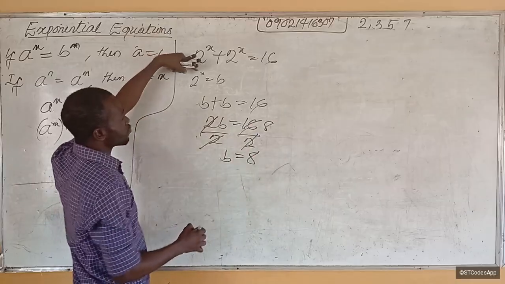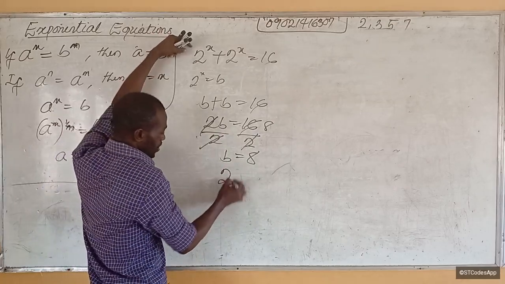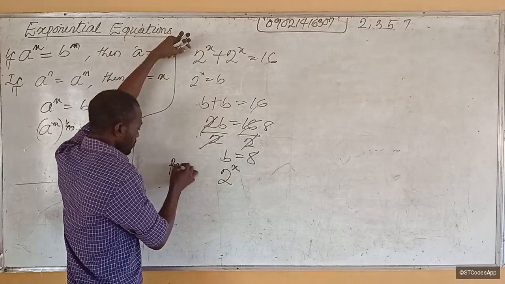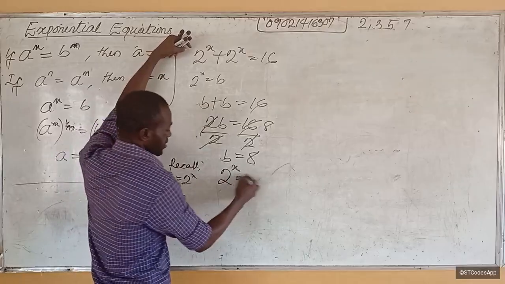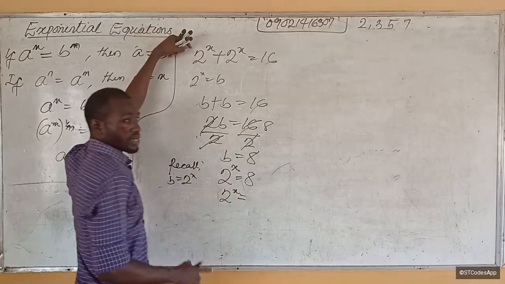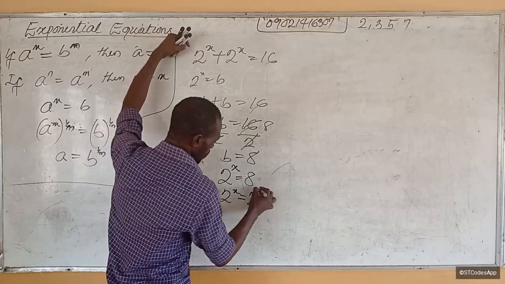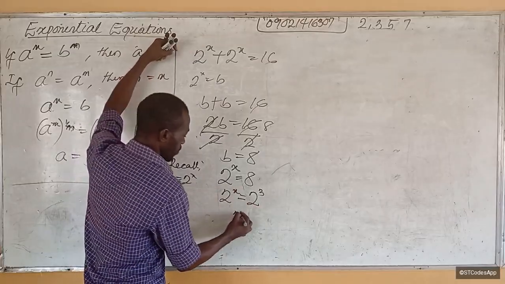But remember that b is 2 raised by x from what I did, right? So 2 raised by x is now equal to 8. So I will now say 2 raised by x is equal to 8, in terms of 2, 8 is what? 2 raised by 3. So if the bases are the same, the powers must be the same. So x is equal to 3.